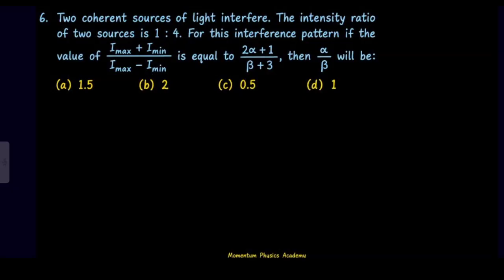Now, two coherent sources of light interfere. The intensity ratio of the two sources is 1:4. For this interference pattern, if the value of Imax plus Imin by Imax minus Imin is given like this, then they are asking to find alpha by beta. So what is this Imax? Root of I1 plus root I2 whole square.